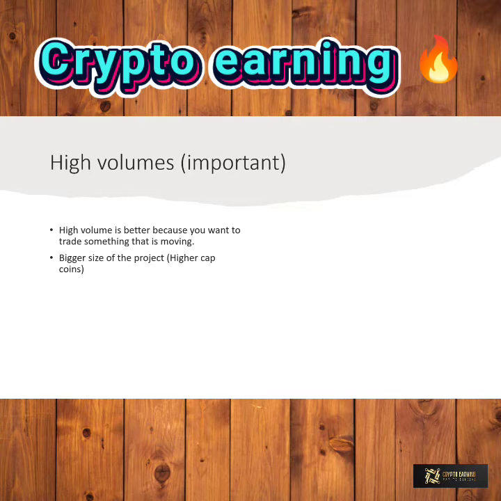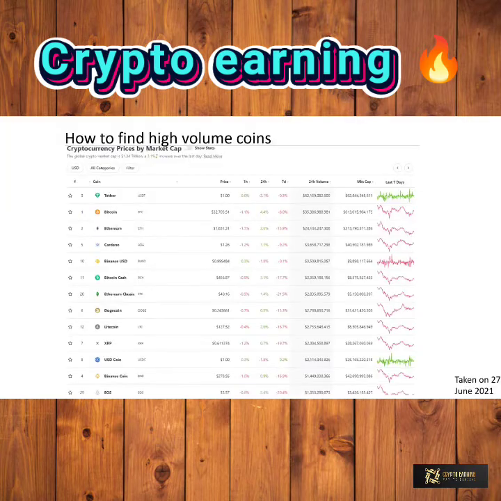Some people may ask, how do I find out if the coins I choose have high volume? I head over to CoinGecko and click on the 24 hours volume and sort it by the highest volume. Next, we ignore the stable coins such as Tether and USDC, as the prices will not move. All the coins left there are coins that will be moving to give us profit.